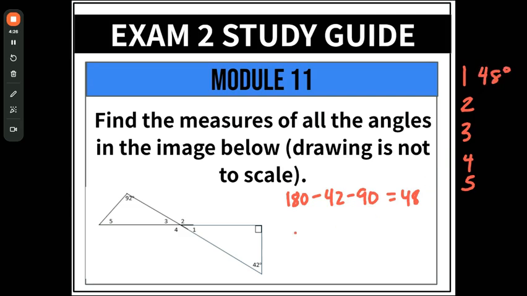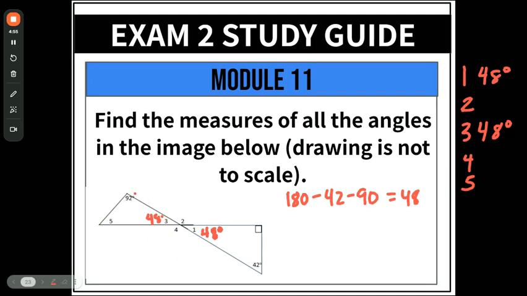Okay. Awesome. So if I know that this one is 48 degrees, I also know that anytime I have two intersecting lines like this, the angles across from each other are going to be the exact same. So what does that tell me about angle 3? Well, I know that it's 48 degrees as well. Okay, so I know that this one is 48 degrees.